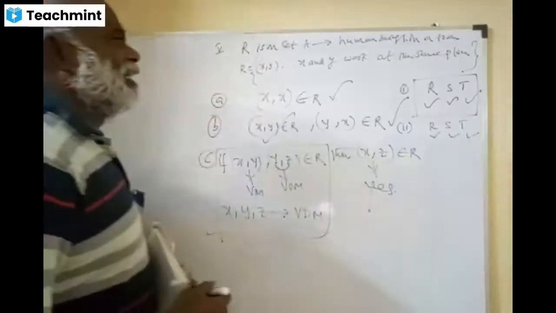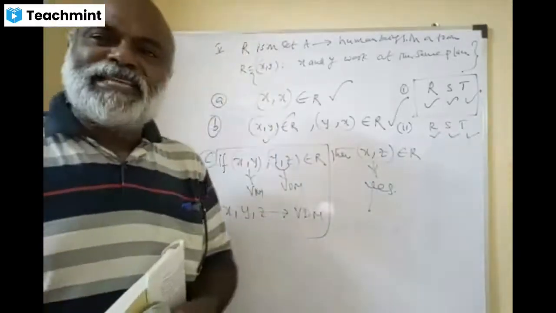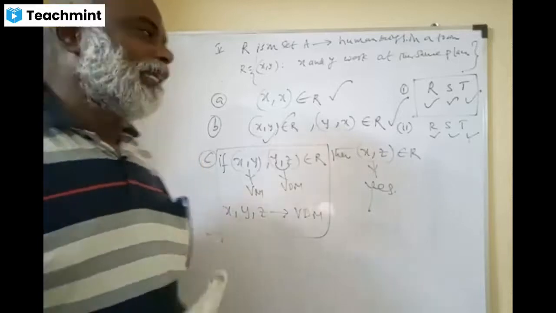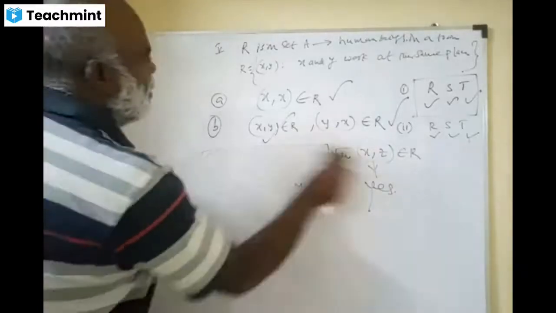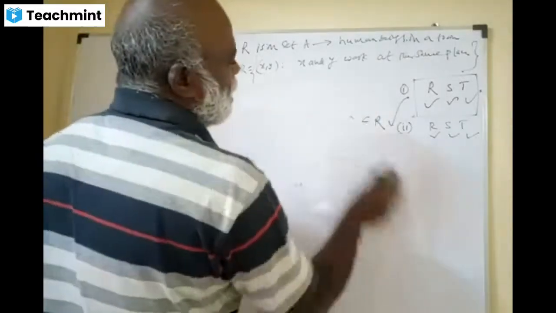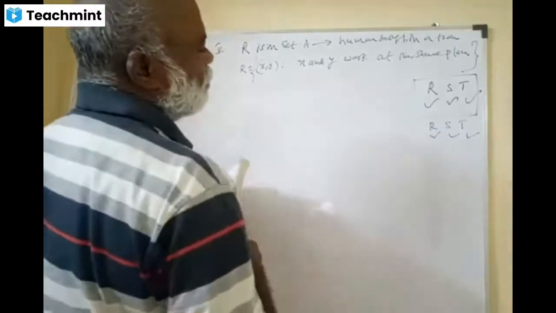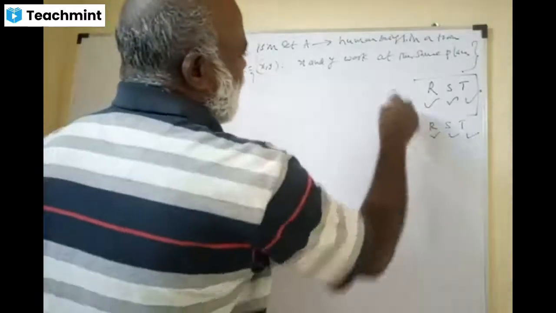Living in the same place is as good as living in the same locality. Therefore, the second one also we have done. The second one is called B. A is done. B is done.